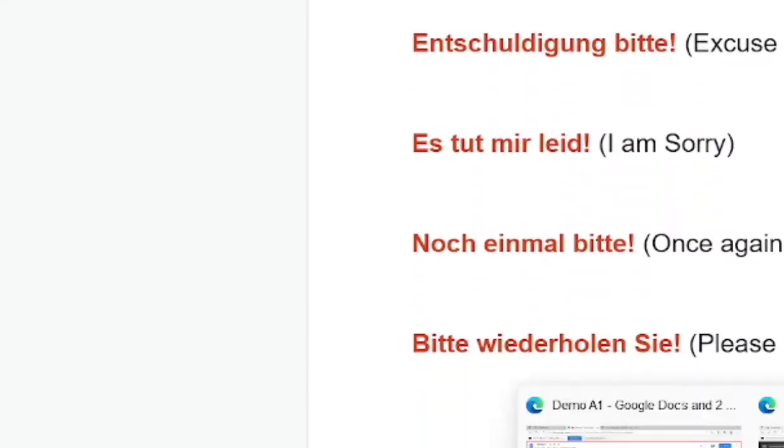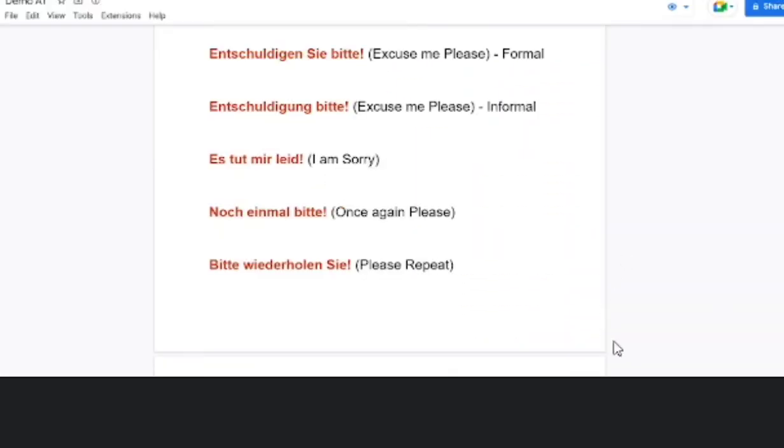Okay, next. Entschuldigen Sie bitte. Excuse me, please. This is a formal way. Why? Because I've written Sie with a capital S here. Capital S is formal. It means you. If the S had been small, then it would have been informal. Why? Because small sie means they and she. You cannot say excuse she or excuse they. That is falsch.